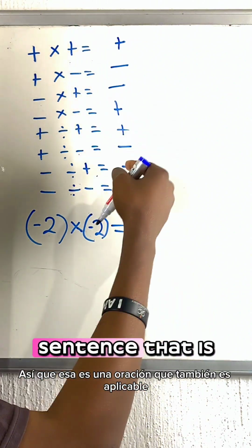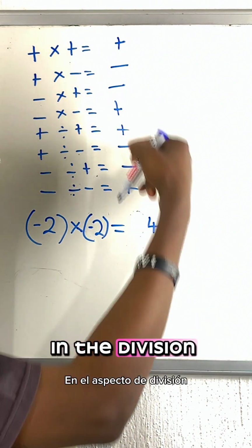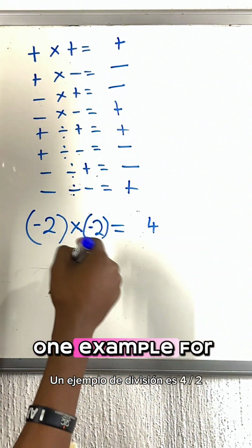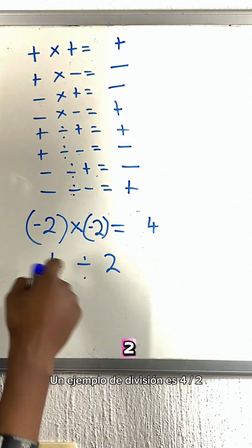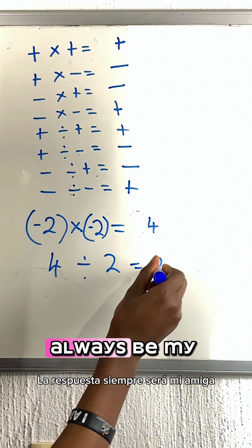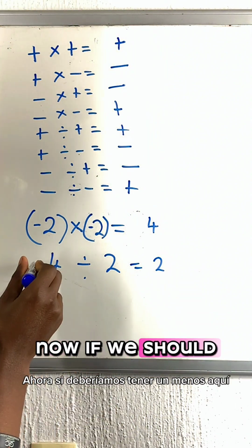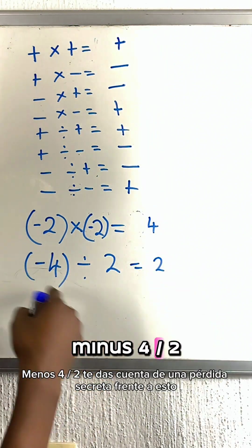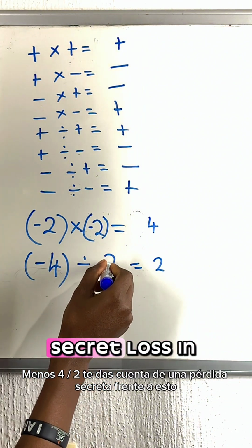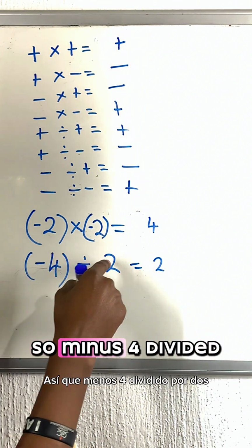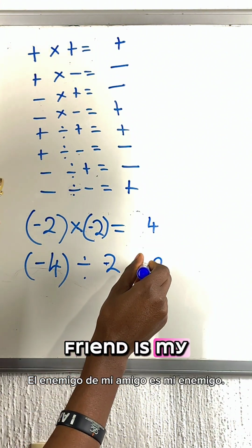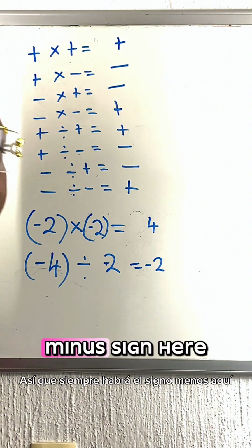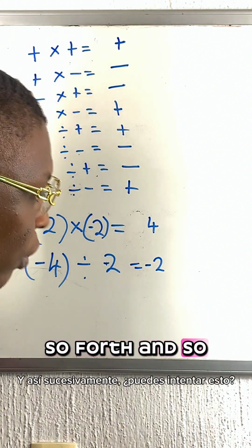That is the same thing that is also applicable in the division aspect. One example for division is 4 divided by 2. The friend of my friend, the answer will always be my friend. Now, if we should have a minus here, minus 4 divided by 2, remember there is a secret plus in front of this. The enemy of my friend is my enemy. So there will always be a minus sign here, and so forth.